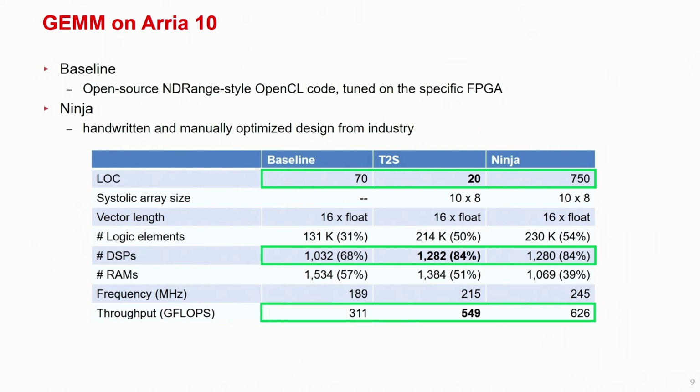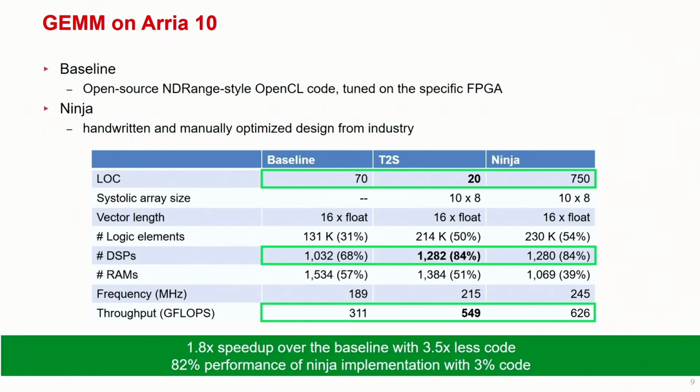And finally, in terms of throughput, the baseline implementation achieves 311 gigaflops, while T2S achieves 549 gigaflops and the Ninja implementation achieves 626 gigaflops. So T2S achieves a 1.8x speedup over the baseline with 3.5x fewer lines of code, and it achieves 82% performance of the Ninja implementation with just 3% of the lines of code.